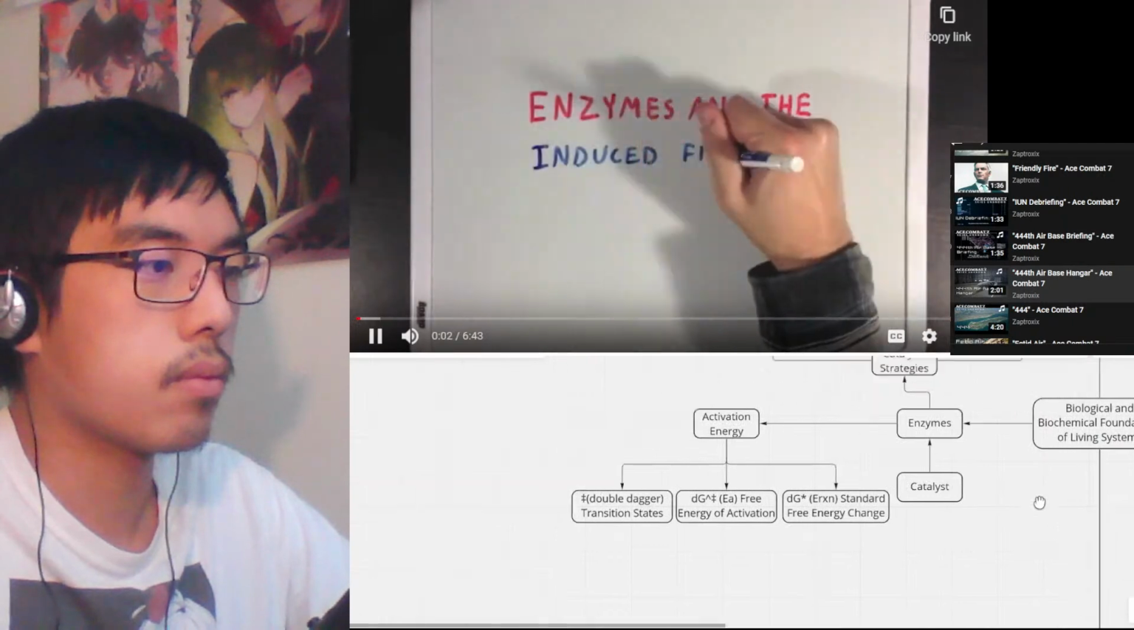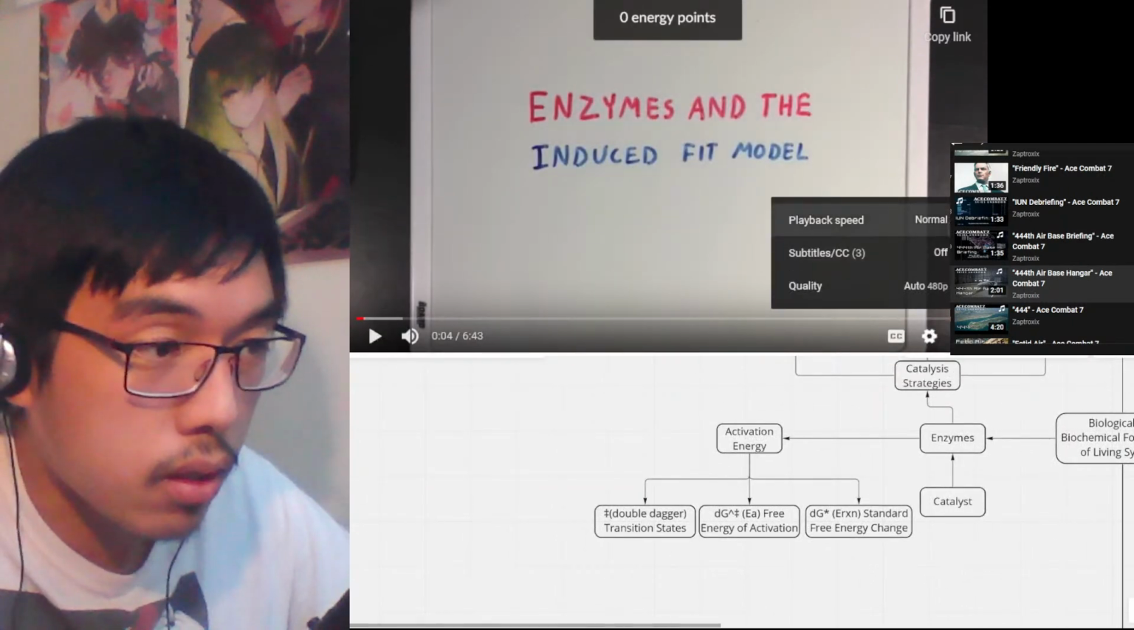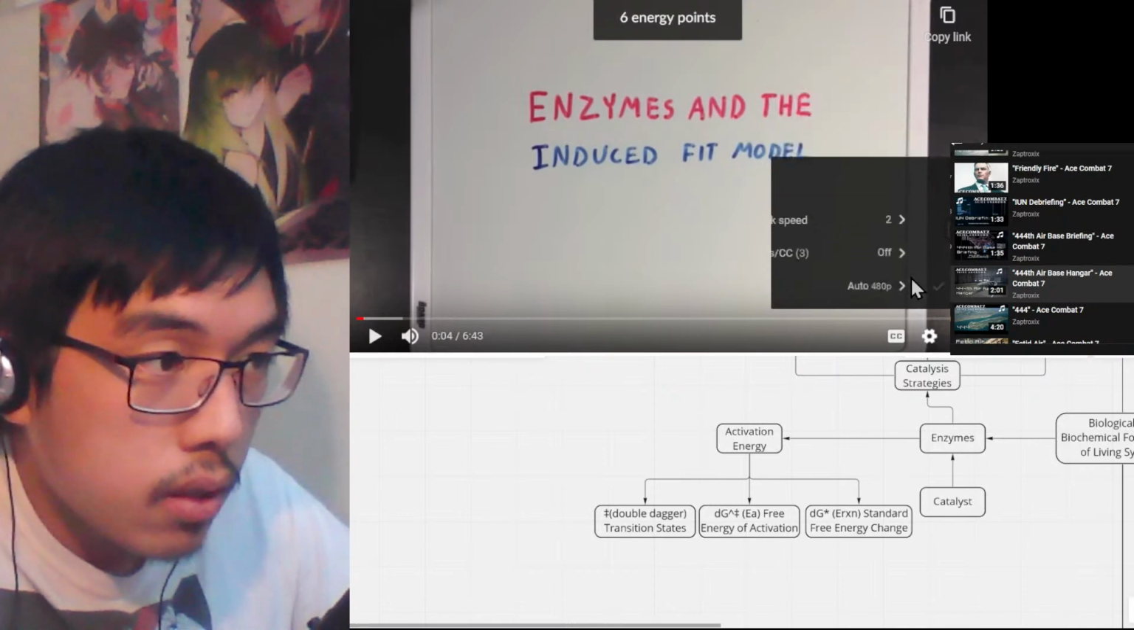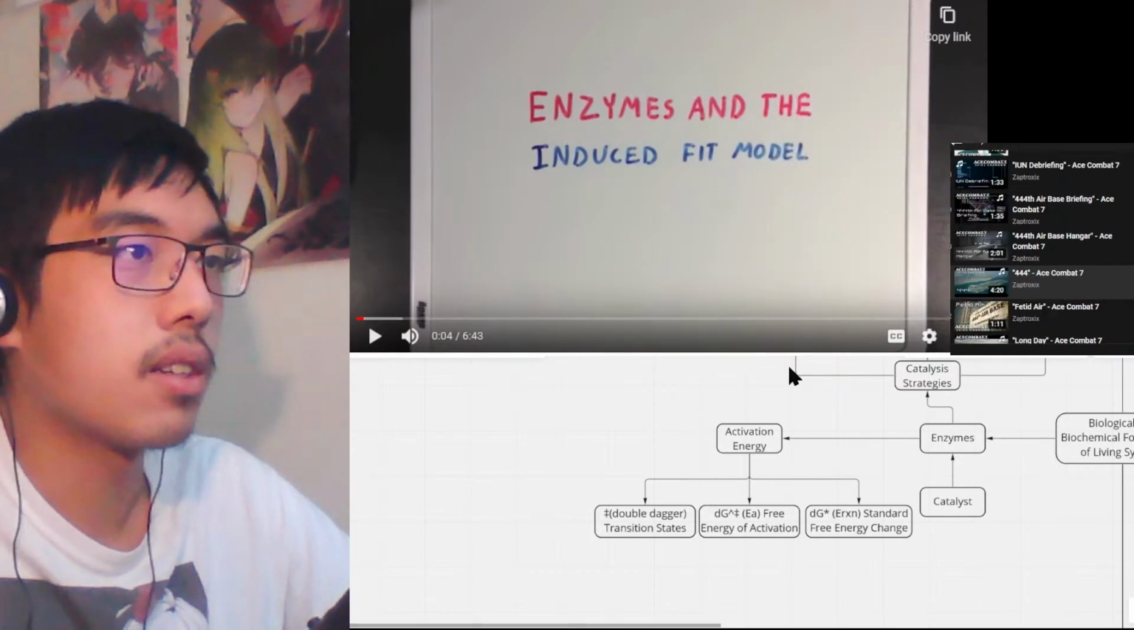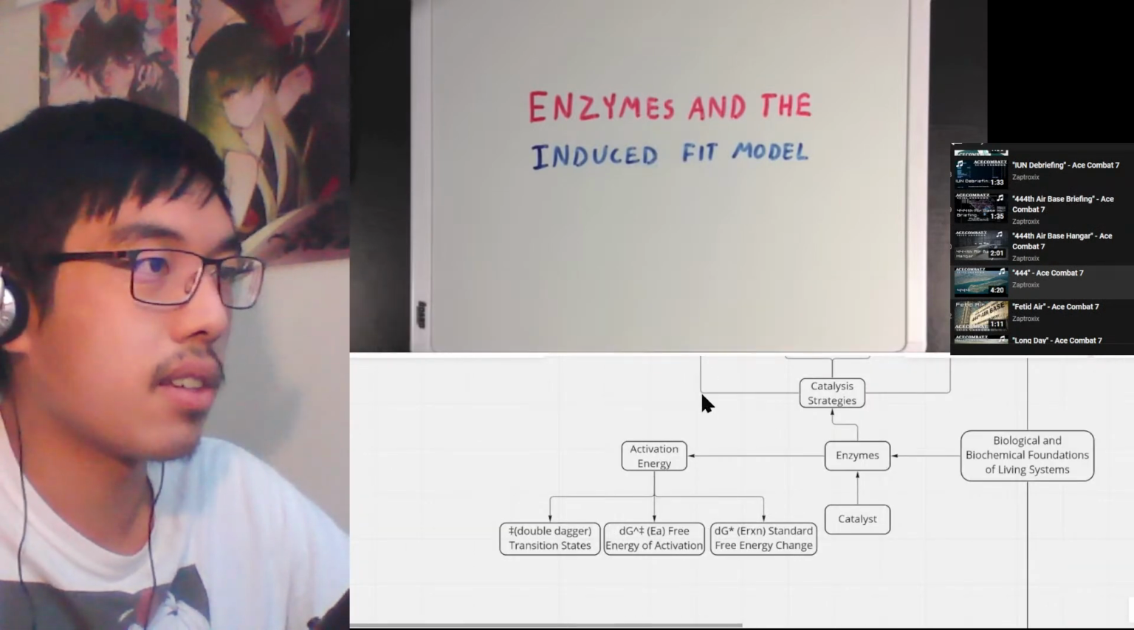So today I'm going to talk to you about the induced fit model. Oh my god, I keep forgetting that I'm playing this in 2x speed. Sounds so different. Catalysis. All right, there we go.